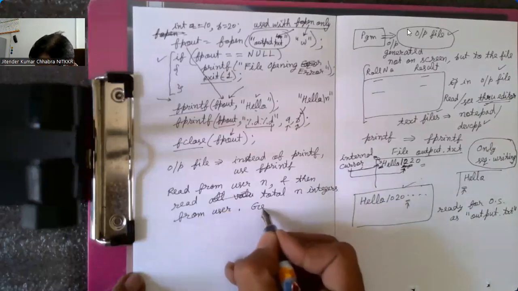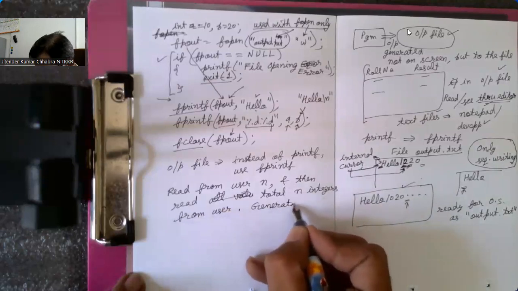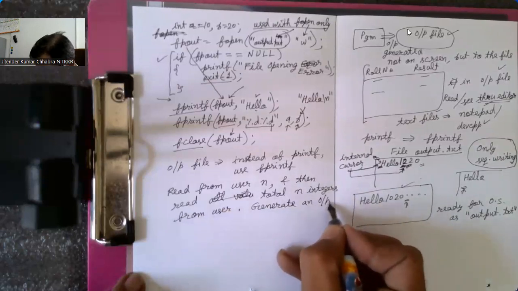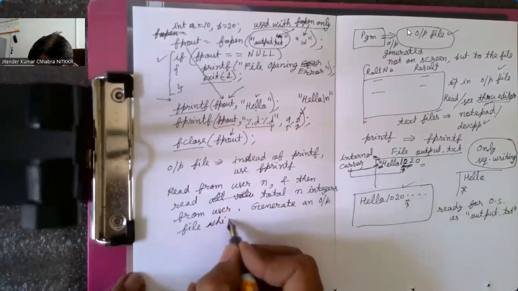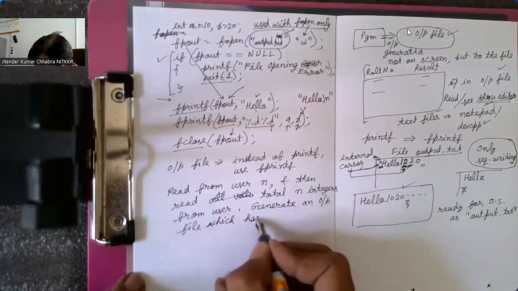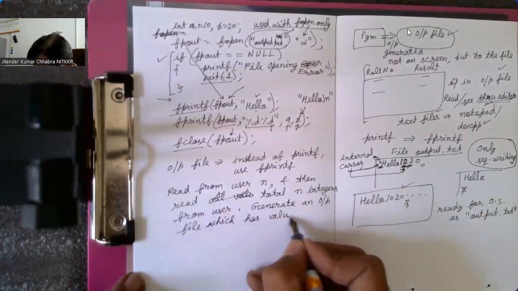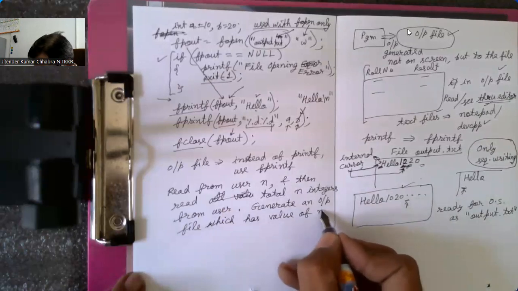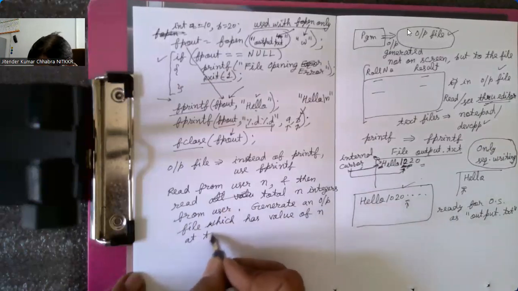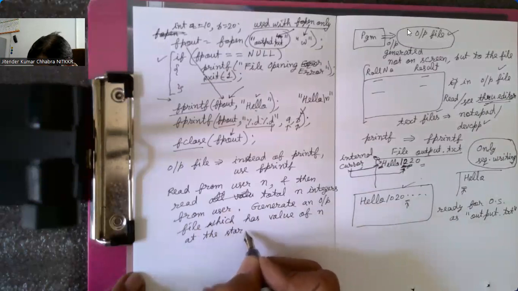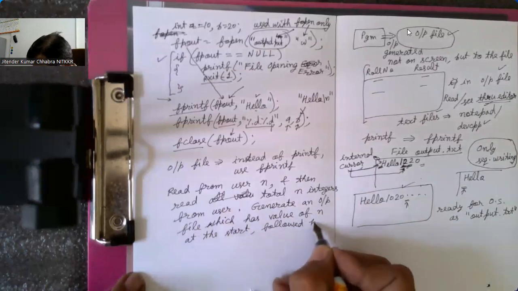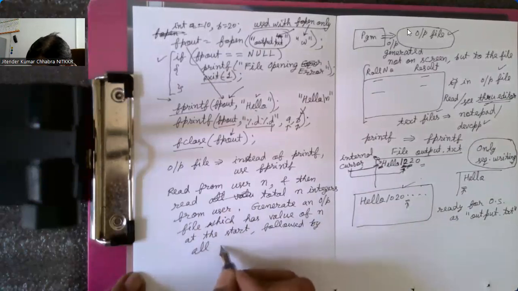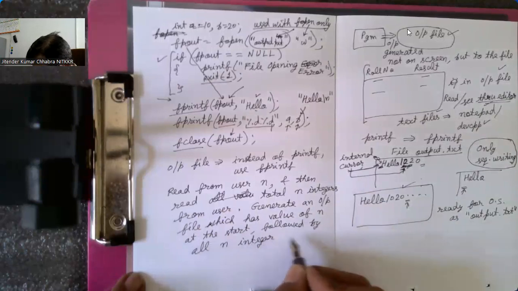And generate an output file which has the value of n as the first value. For example, if you say 5,000, then 5,000 should be stored at the start, followed by all n integer values. I want to write a program for this.